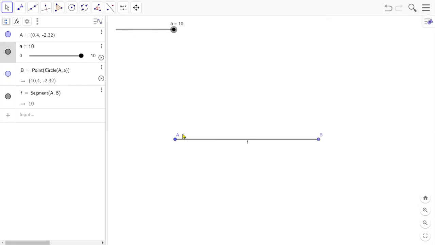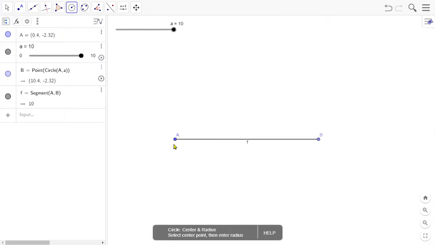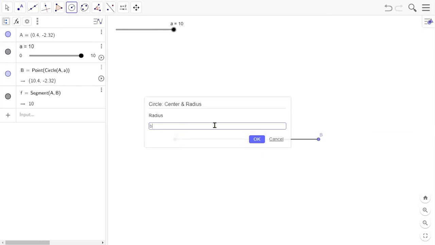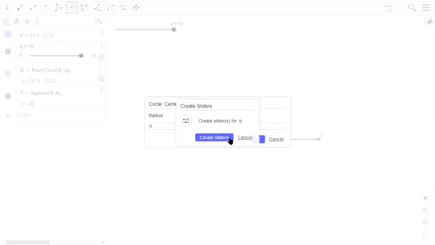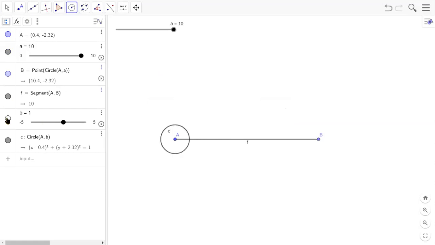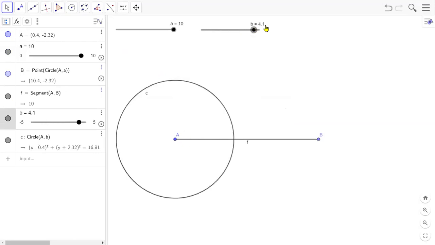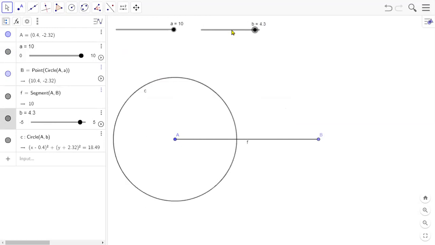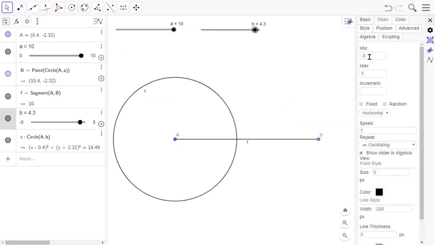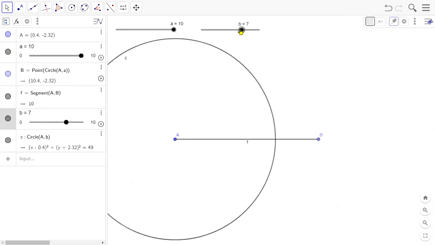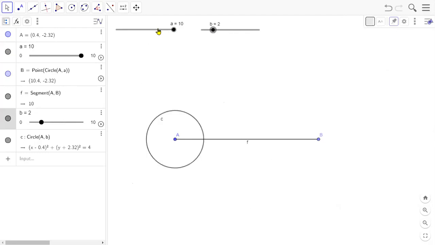First of all, let's construct a right angle triangle. Let me make a circle with given center and radius. This is taken as the center and the radius is taken as B. I am going to make a slider for the radius also. Create slider. Here the slider is visible, and we can take any value. Let me change its value. Here we can change the value of the radius. Let's go to the settings of the slider, and its value ranges from 0 to 10, and the increment is taken as 1. Here I have created the slider for the radius and the slider for this line segment AB.